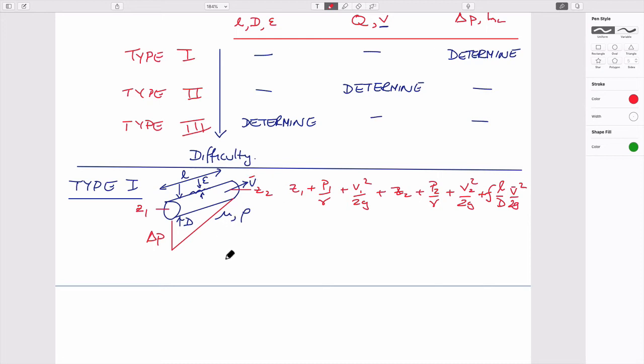And so if the elevations of the ends of the pipe are the same, then these terms end up being equivalent to each other and drop out. If the cross-sectional areas at both ends of the pipe are the same, then we also benefit from the fact that these two, they're not zero, but they drop out.